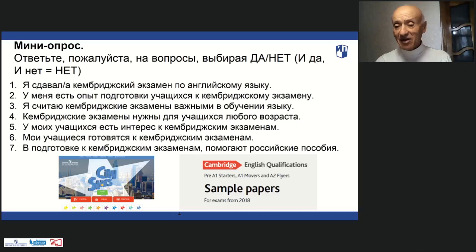And there's another colleague, and she says that she hasn't been using Russian course books towards Cambridge exam preparation either. We shall see whether this resource can be put to good use in dealing with the exam training.